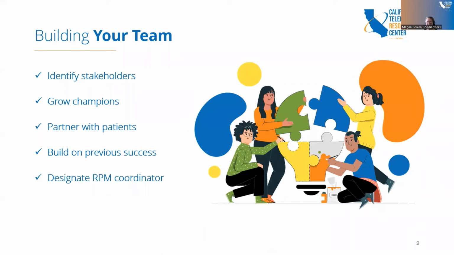Now, grow your champions carefully. Make sure you partner with patients. How do they feel about it? Build on your previous successes and designate an RPM coordinator. That is the person where the buck will stop. It won't stop with a clinician, it will stop with this RPM coordinator. So technology may be the underpinning of a successful RPM program, but that success won't happen without a trained and motivated staff, one that understands what's necessary to make this program work, and above all else, keeps your patients engaged.